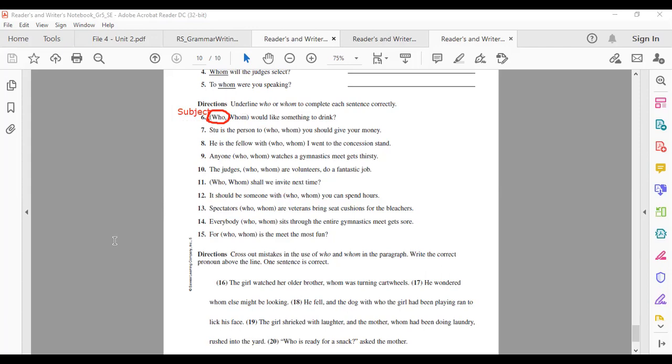Okay, next one. Let's go for Mariana. Are you there, Mariana? Okay, number 7 for you. Stu is the person to whom you should give your money. So who or whom? Whom. The first or the second? Because I can't hear you properly, girls. The first. Whom, excellent. Why did you choose this one? Can you tell me why?